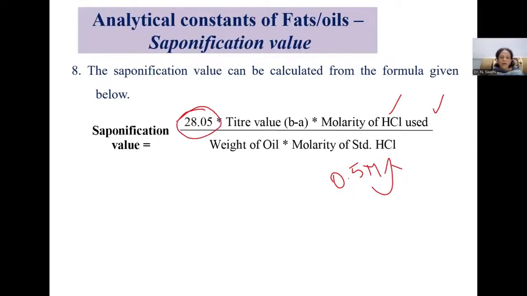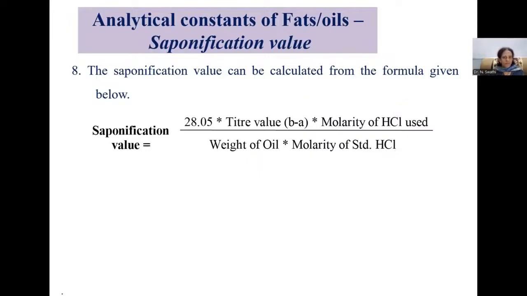Here 28.05 is the equivalent weight factor for potassium hydroxide corresponding to 0.5 mole. So by substituting the titer value, molarity terms and weight of the sample in this formula, we can determine the saponification value of the given oil or fat sample.